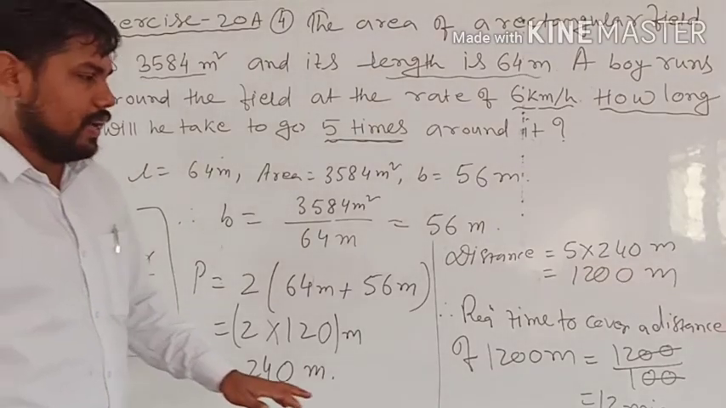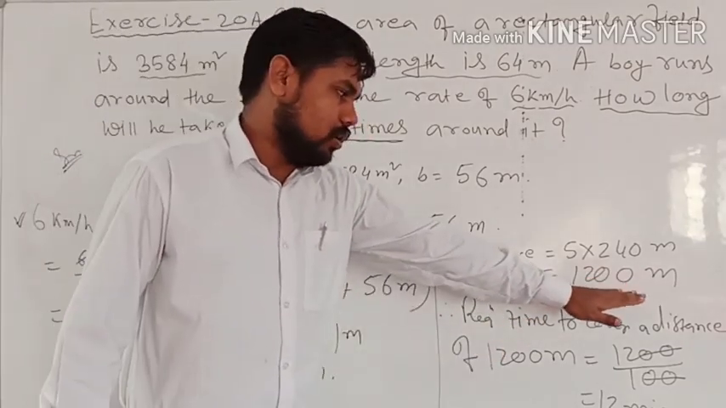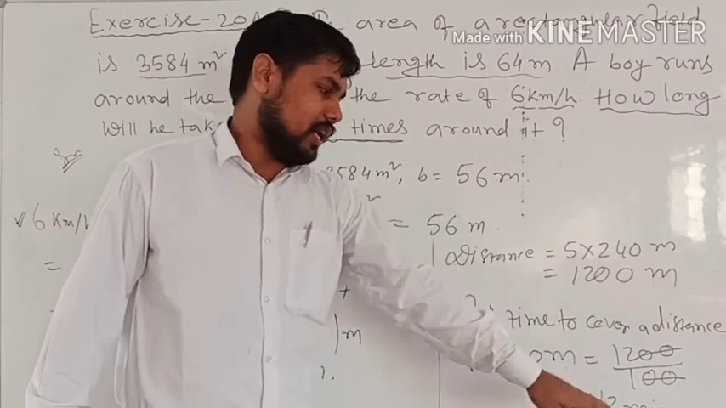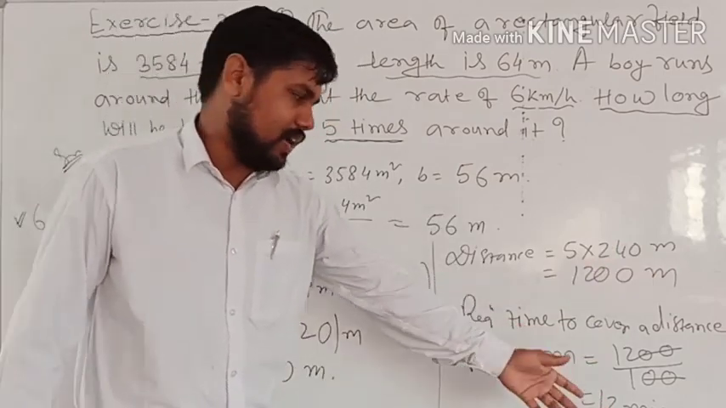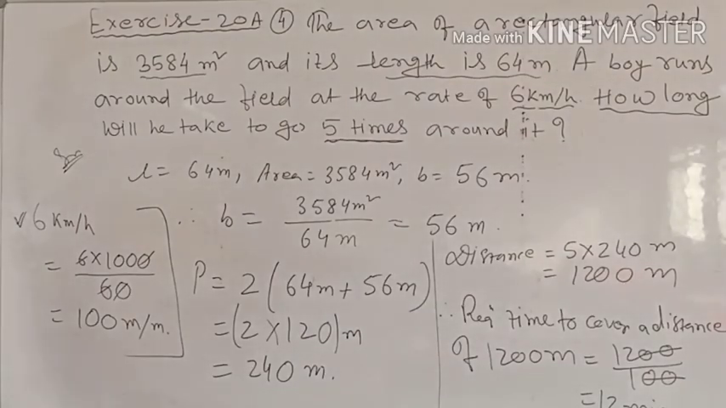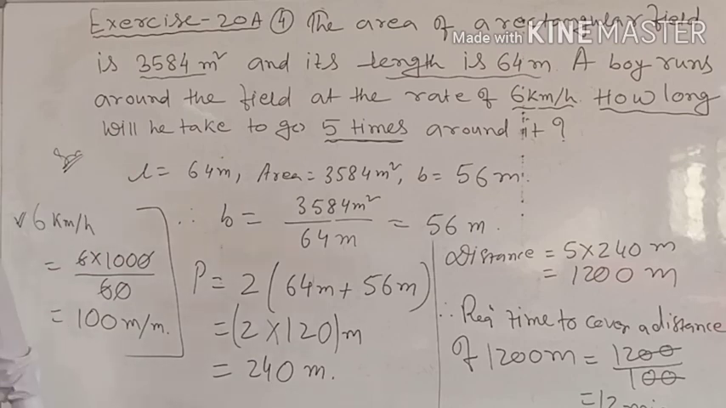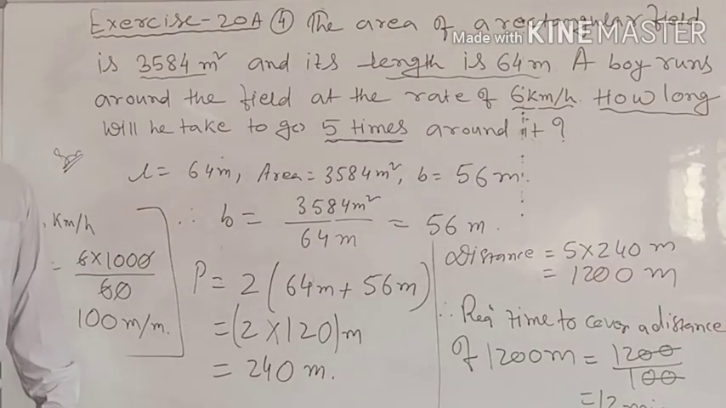ठीक है, तो 1 मिनट में अगर 100 मीटर वॉक कर रहा है तो 1200 मीटर वॉक करने के लिए कितना लगेगा? बाय डिवाइडिंग बाय 100, सो 12 मिनट। सो द टोटल टाइम इट विल टेक 12 मिनट टू कंप्लीट 5 टाइम्स राउंड that particular rectangular field, whatever it is asking. So this is how you can solve the questions of this exercise.